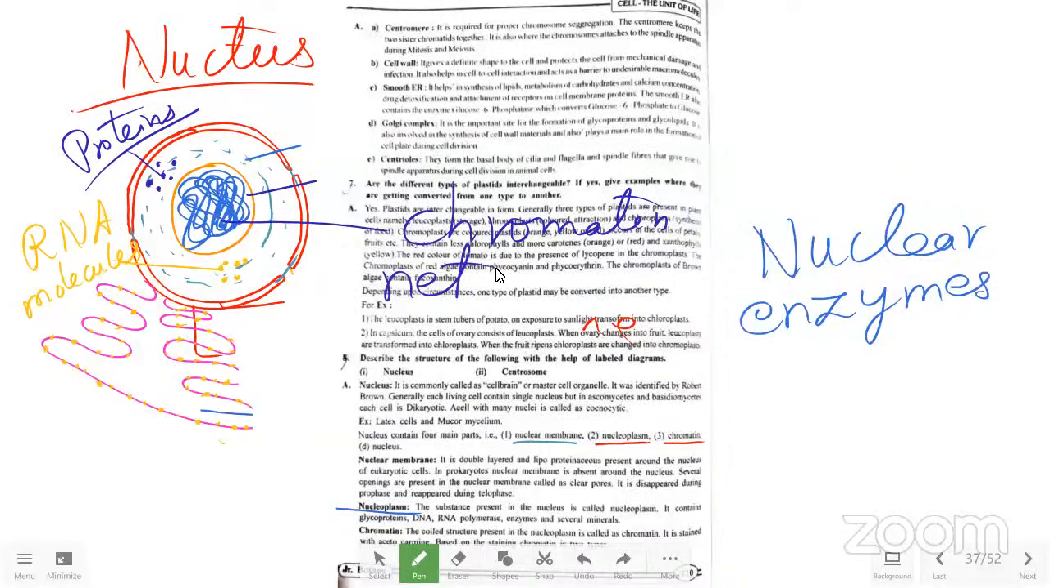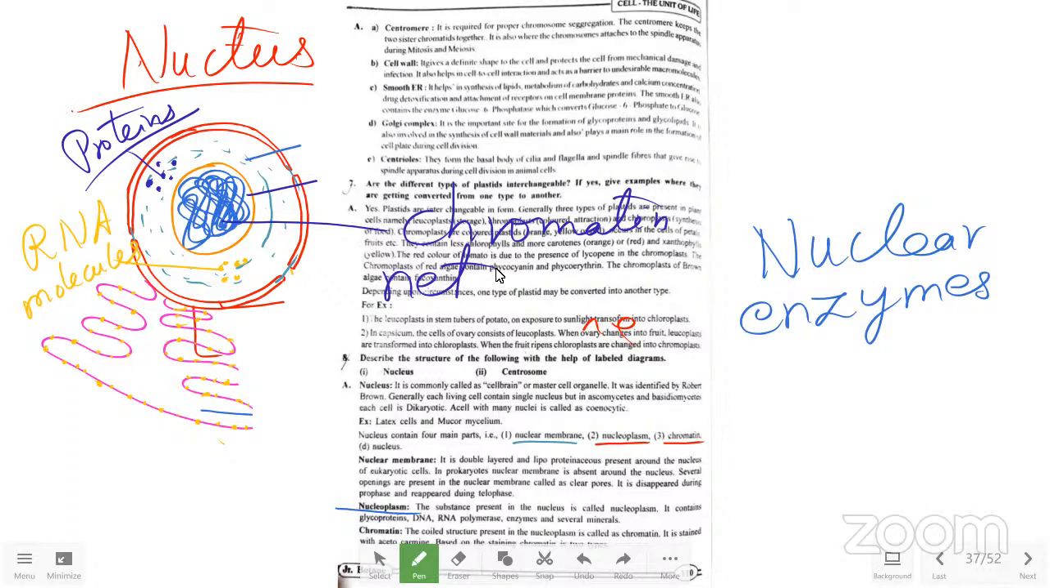And this chromatin net, during cell division, condenses to form the specific number of chromosomes according to the organism, because the chromosomal number varies from organism to organism. According to that only, chromatin net condenses itself to make the chromosomes in the organism.